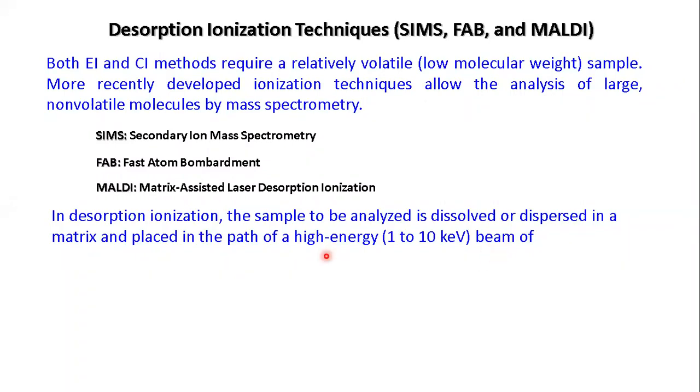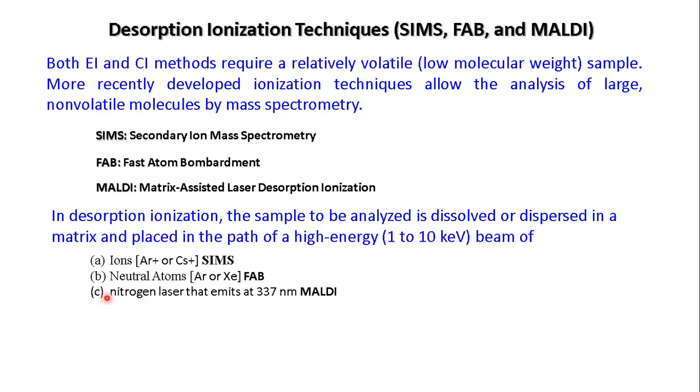Since you are dealing with a solid now, your matrix is almost solid, so you are dealing directly with a solid or semi-solid type of molecule. It's not gaseous. That's why your energy has to be much higher. Now, there are three different types of beam. Let us look at what those are.